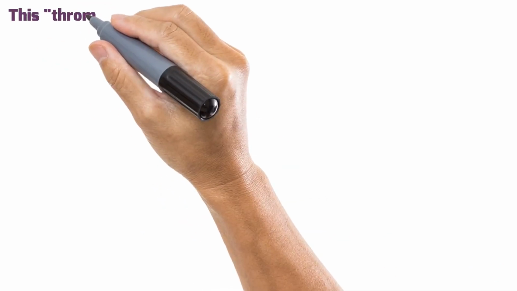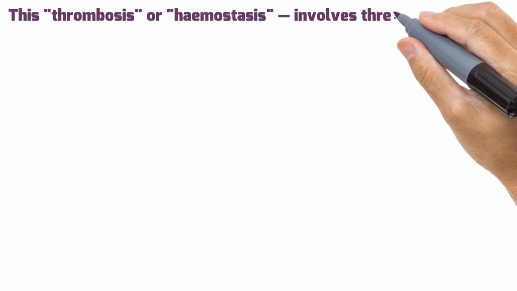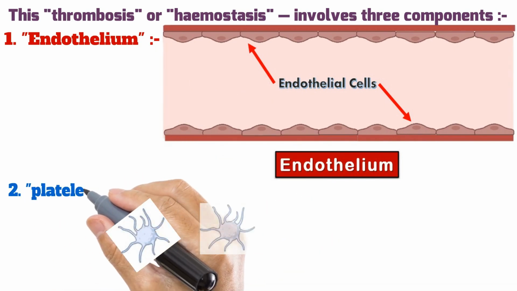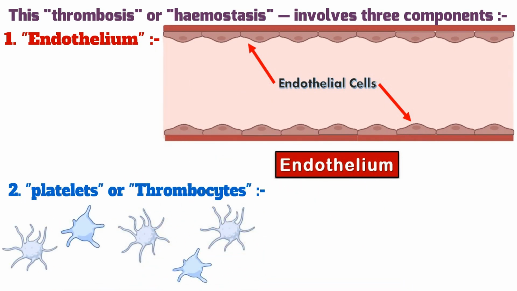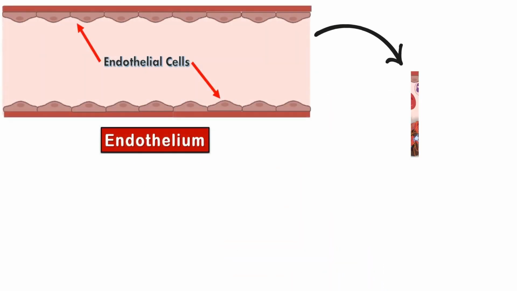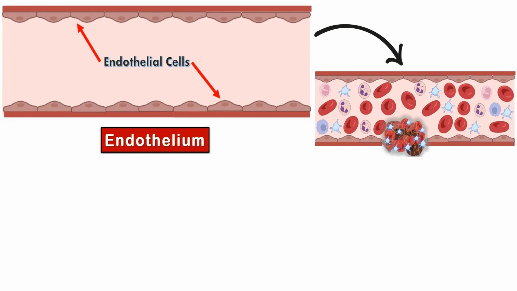This thrombosis or hemostasis involves three components. First is the endothelium. Second is platelets or thrombocytes. And third is the blood clotting system. First, we will see how the endothelium plays a role in thrombosis or hemostasis.